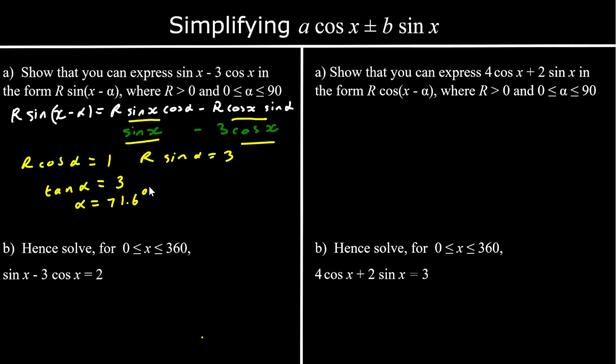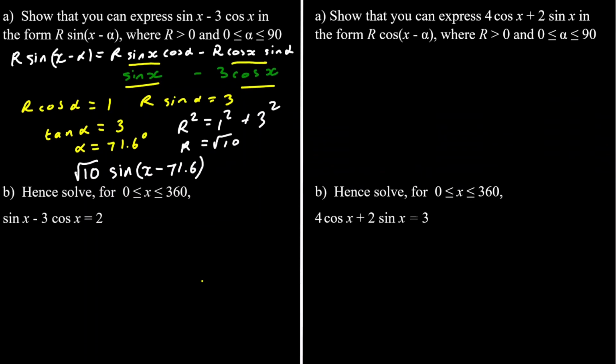To find r, we use Pythagoras. R squared is 1 squared plus 3 squared. So r squared is 10. R is square root 10. So we have square root 10 sine x minus 71.6 degrees.